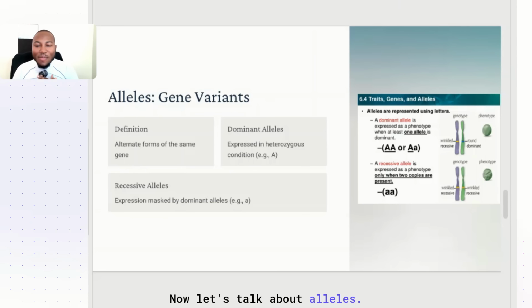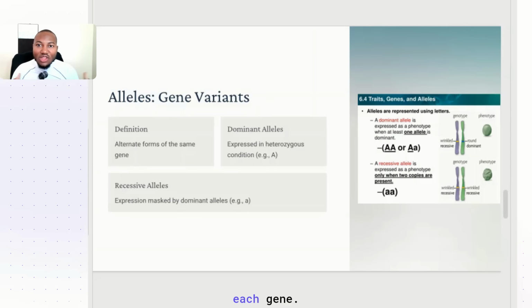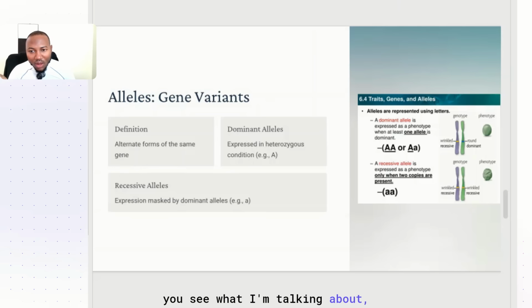Now let's talk about alleles. An allele is a form of a gene, right? It is very, very important for genetic diversification. And remember, each individual has two copies of each gene. That is what we know as alleles. If you look at the slide, you see what I'm talking about, that alleles are alternative forms of genes, right?